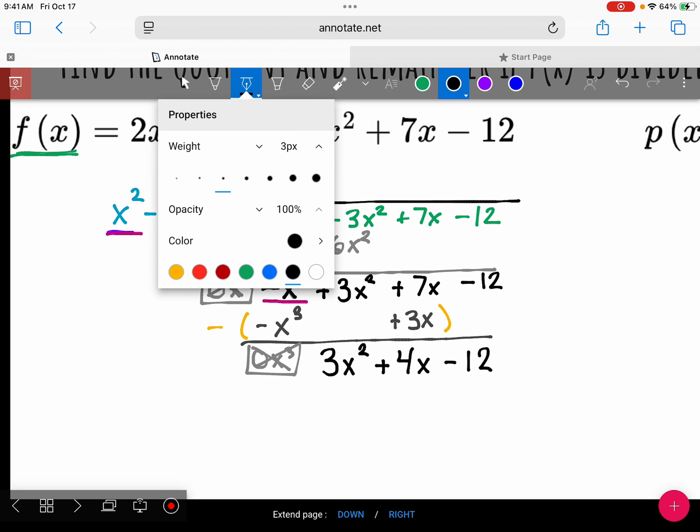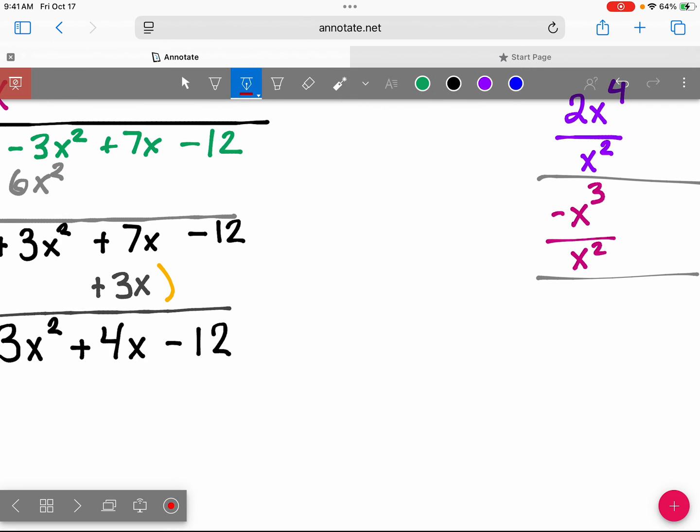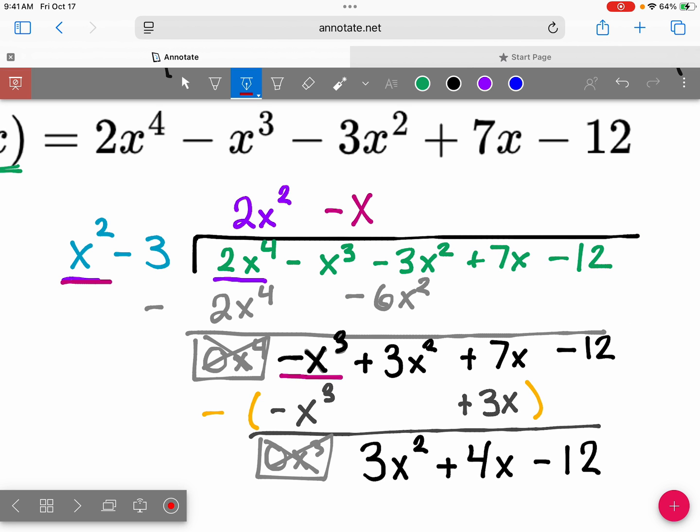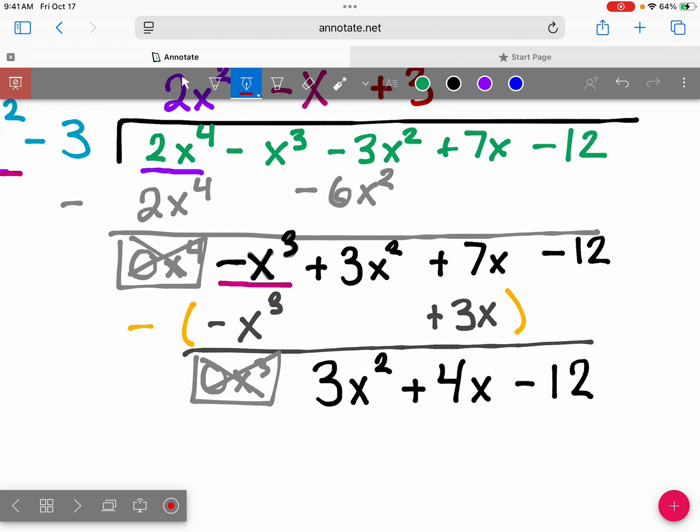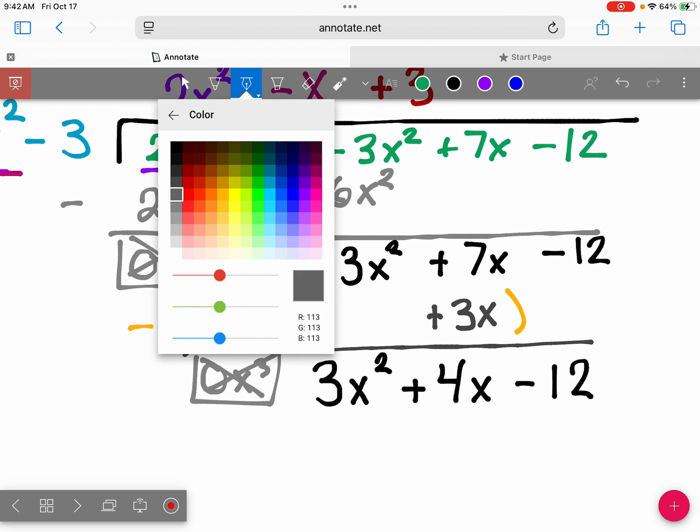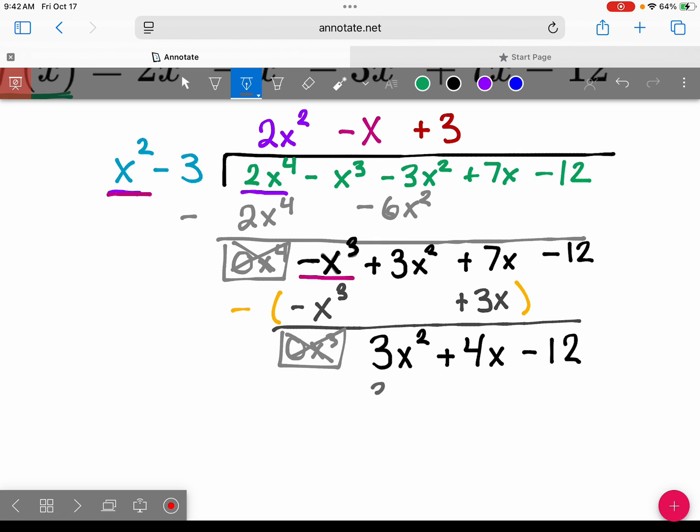Same vibe, same process. I take my first term, 3x squared, dividing it by our other first term, that x squared. We're going to end up with just our positive 3. When we multiply that times everything on the left-hand side, we're going to have our 3x squared minus 9 that we are subtracting from everybody.